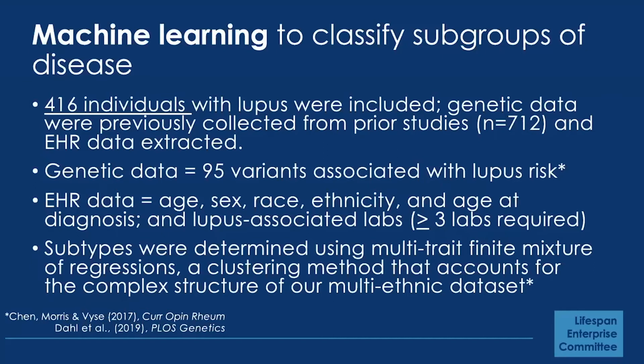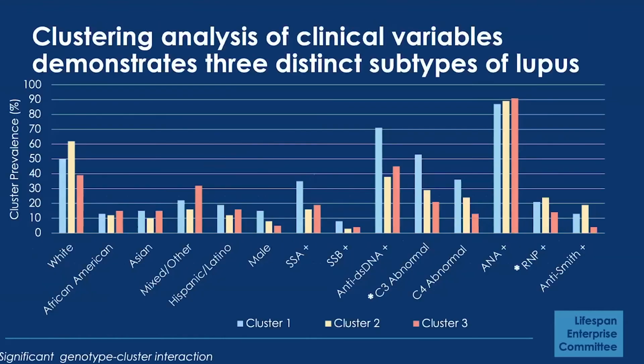And subtypes were determined using a special clustering method that accounted for the complex structure of our multi-ethnic data set. Usually genetic analyses are restricted to one race or ethnicity due to heterogeneity, but in this method we could actually take advantage of our multi-ethnic data set, because lupus is a disease that has a higher prevalence in non-white populations. And our clustering analysis found 3 distinct subtypes of lupus.